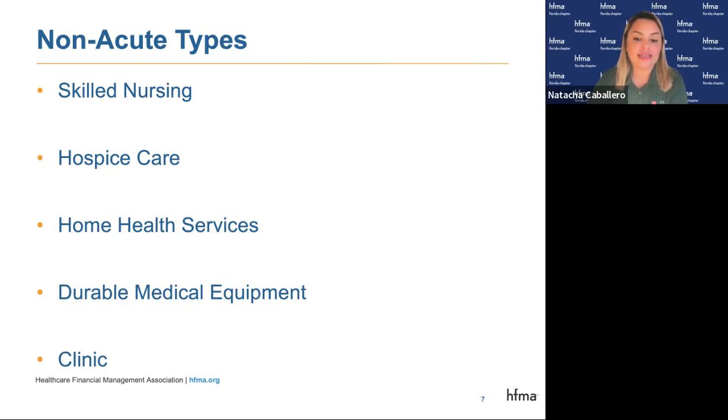Home health services can cover a wide range of healthcare services, which can be given in a home for an illness or an injury. These could be things like physical therapy or speech pathology, for example. Next, medical equipment is deemed durable medical equipment if it's intended to be used over and over again. Examples of these include wheelchairs, hospital beds, oxygen tanks, etc. Finally, a clinic is a facility or part of one that is devoted to the diagnosis and treatment of outpatients.